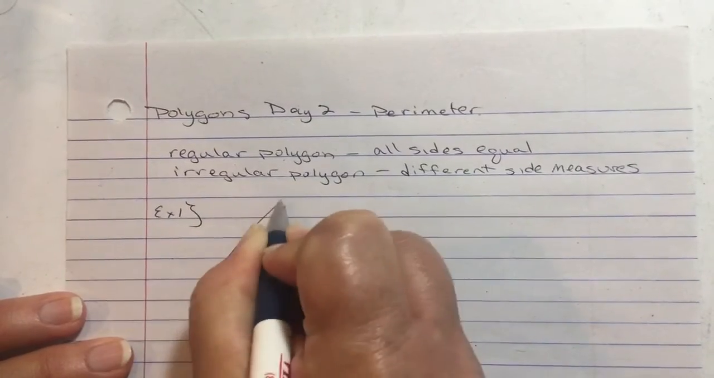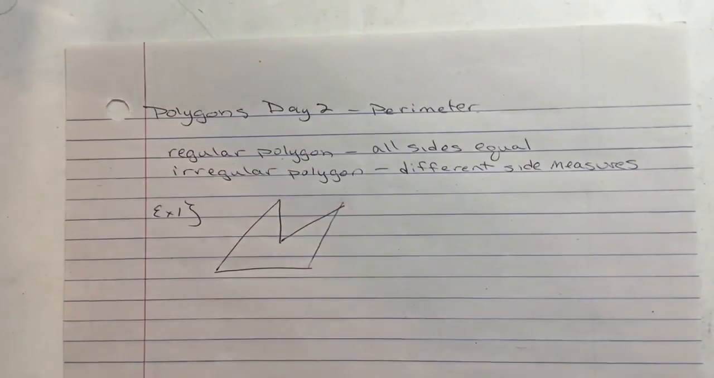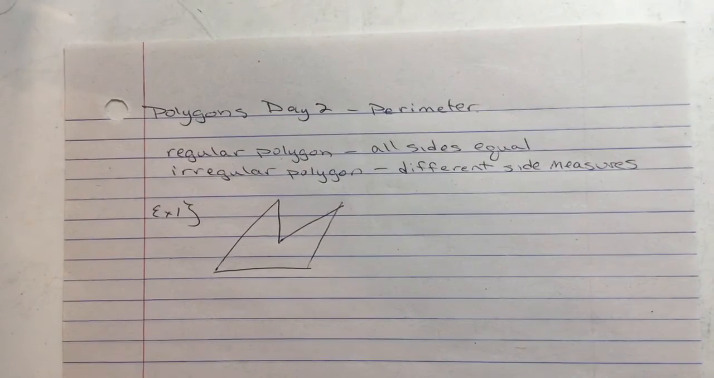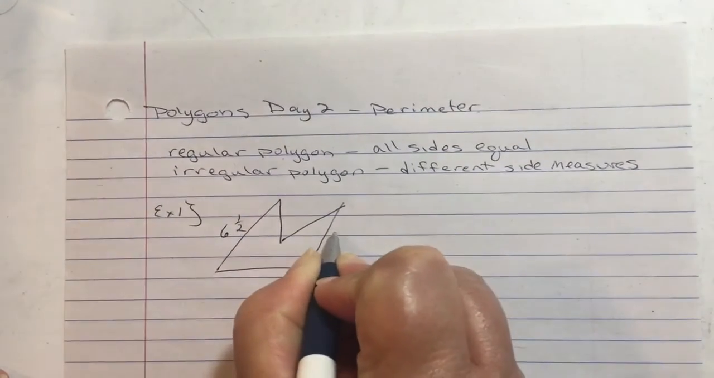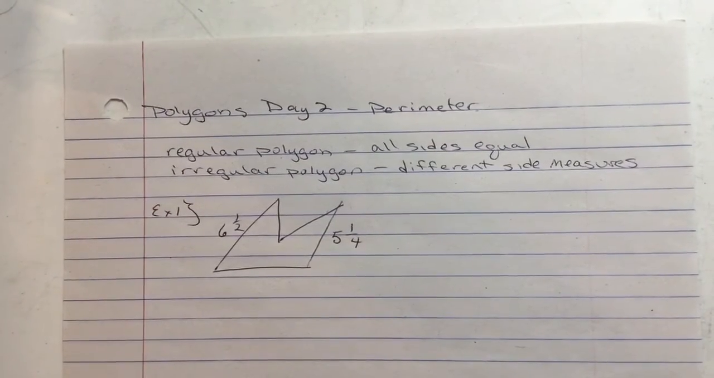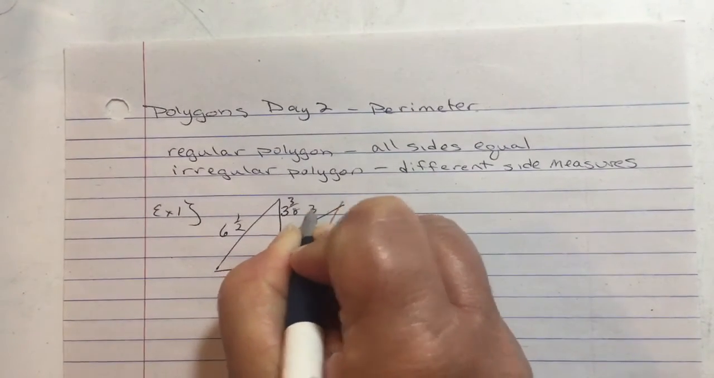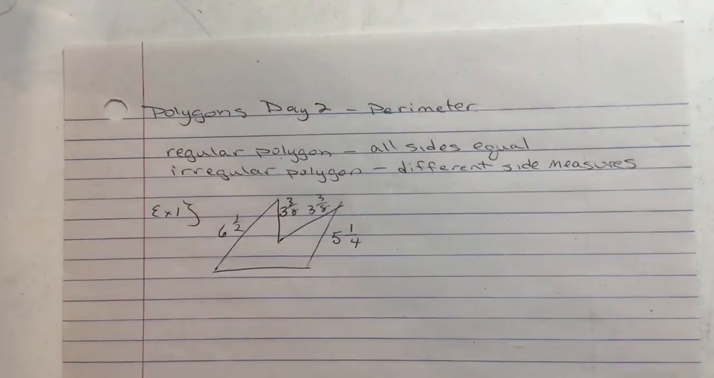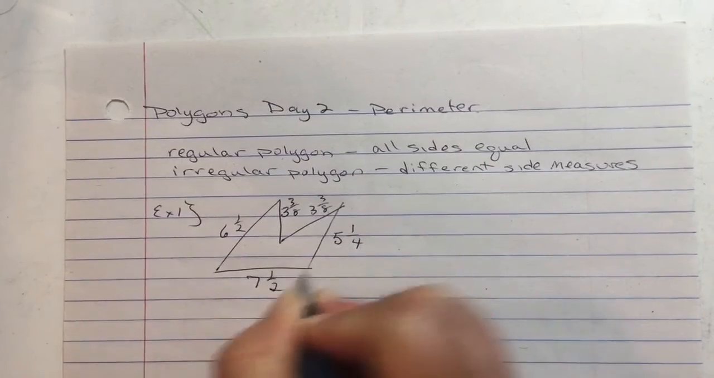All right, for example 1, let's draw a crazy shape like that. I'm going to have the left side measure 6 1/2, and I'm going to have the right side measure 5 1/4. Those two little inner pieces, let's have them each equal 3 3/8. We'll make them the same. And the bottom, oh, slightly bigger. Let's make this 7 1/2.